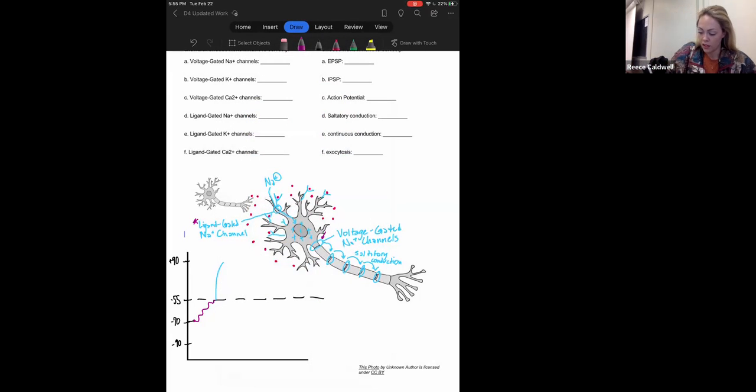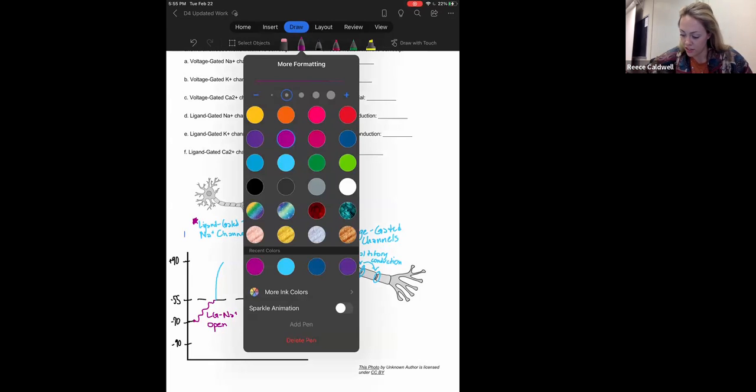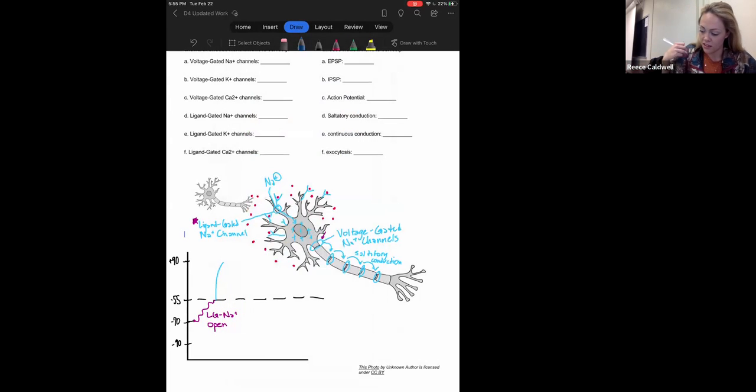Let me go ahead and label this out for you. So this stair-stepping action in purple represents these ligand-gated sodium channels opening. So this can be ligand-gated sodium channels open, increasing the positivity of the neuron or of the cell. And then once we have this rapid influx, that is because the voltage gated sodium channels open.